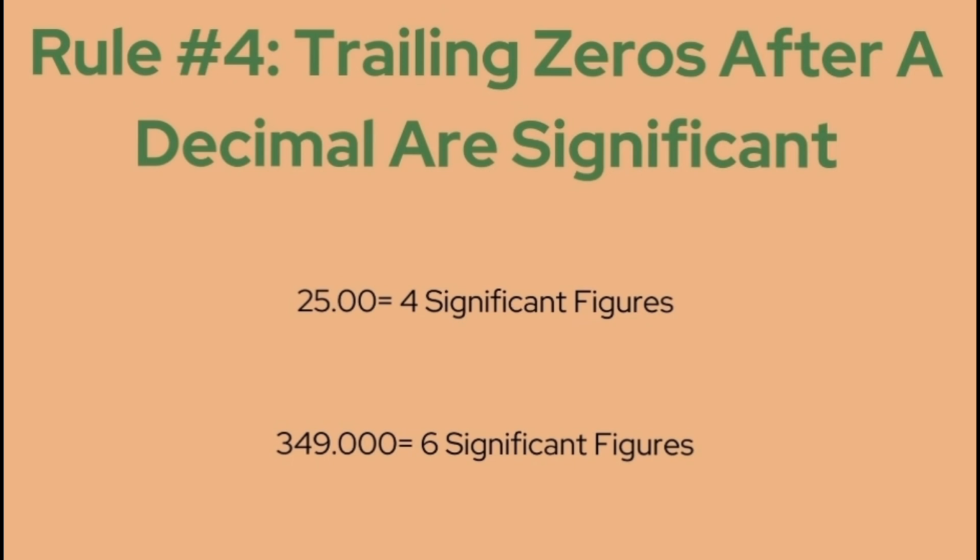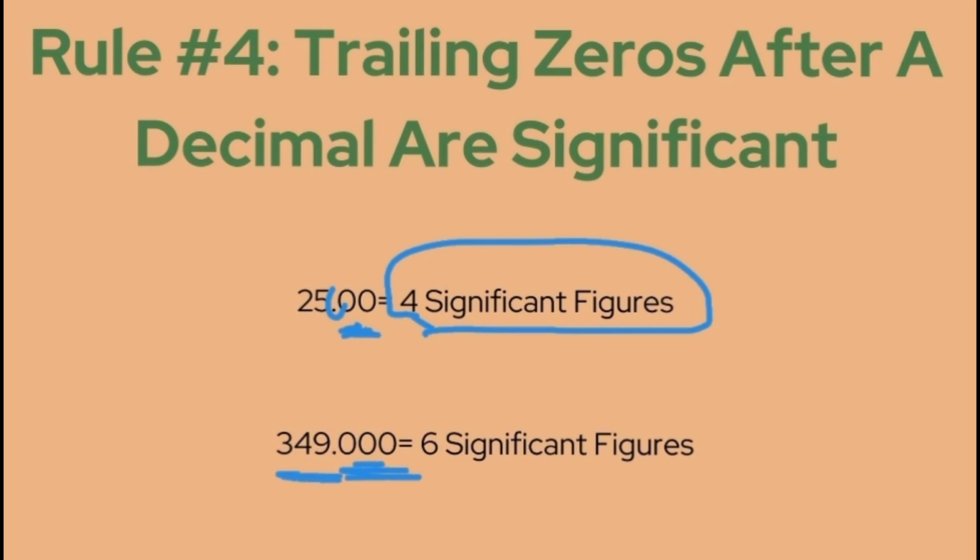First one, we have 25.00. So we have the 25, but then you have these 2 zeros right after the decimal. Those 2 zeros, since they are after the decimal, will be considered significant. Therefore, this value will have 4 significant figures. And in this bottom one, same thing here. We have 349 and then 3 more zeros after the decimal place, which would make 3 significant figures in the front because of the 3 non-zero digits, and then all 3 of these zeros are significant, so then you will get 6 significant figures here.